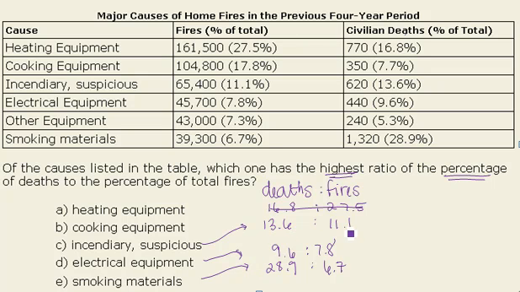Well, 13.6 to 11.1 is barely greater than a 1-to-1 ratio, as is 9.6 to 7.8. But 28.9 to 6.7, if I round 6.7 to 7, 28.9 to 7 is almost a 4-to-1 ratio. And the way I did that is I divided 28.9, or maybe around 28, by 7, and got 4. So a 4-to-1 ratio is pretty high. So smoking materials has the highest ratio when we're looking at the percentage of deaths to the percentage of total fires.